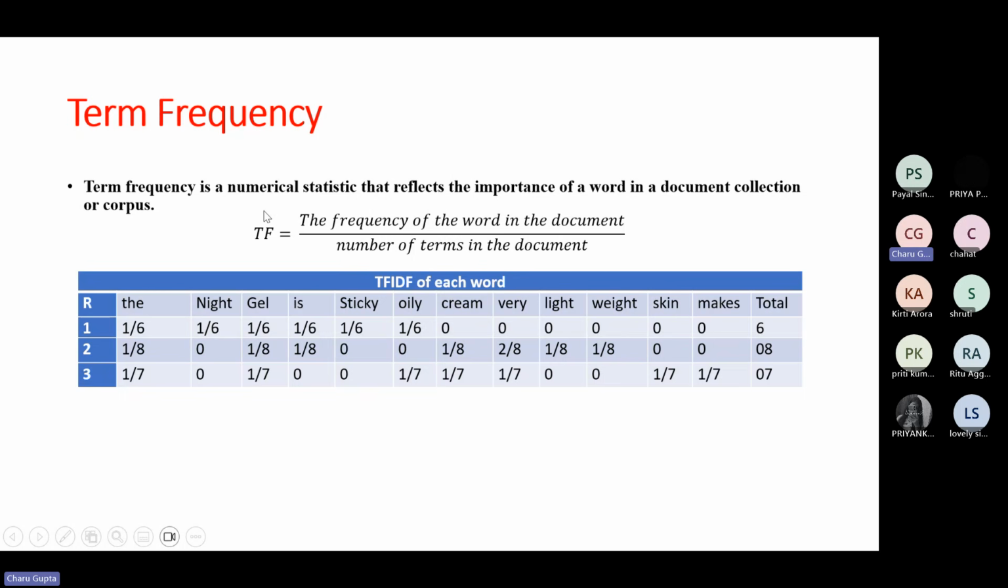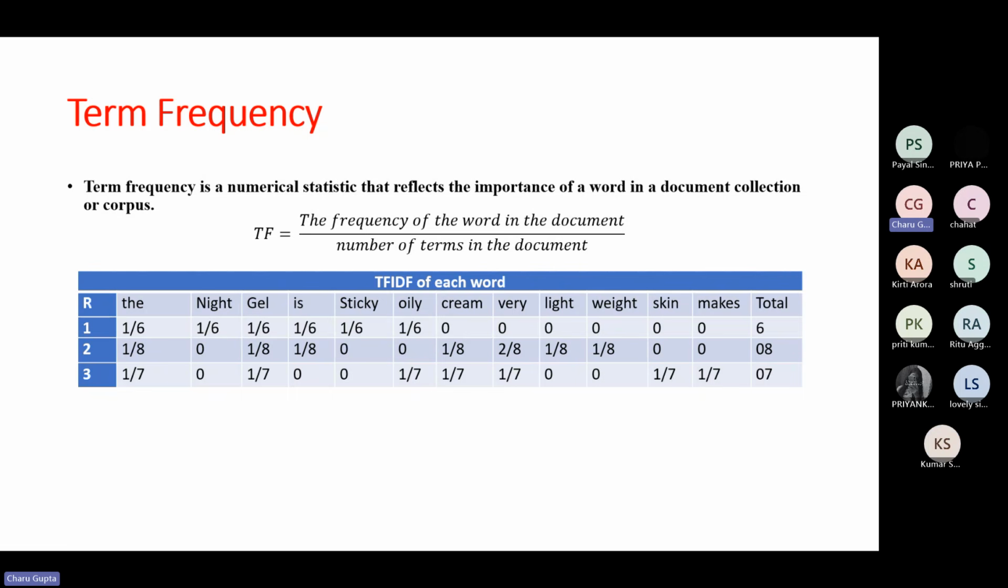The next is term frequency. Term frequency is a numerical statistic. Its formula is frequency of the word, जो एक word है वो एक document में कितनी बार आया है, upon number of terms in the document. ठीक है। This is TF-IDF of each word. हर एक word का हमने TF-IDF find out किया है। अब ये जो night word है ये एक ही बार आया है और total words इसमें 6 हैं, तो its TF will be 1/6. This is term frequency.